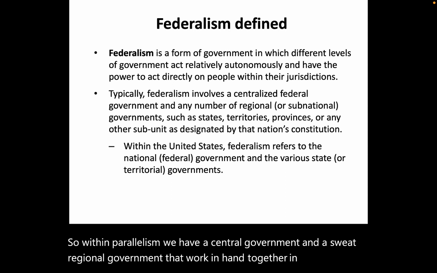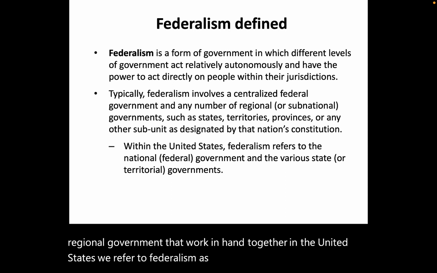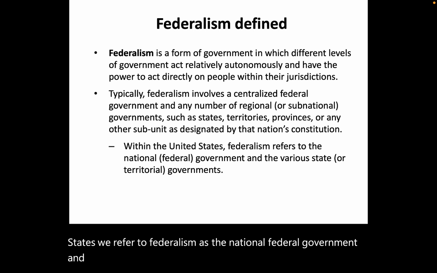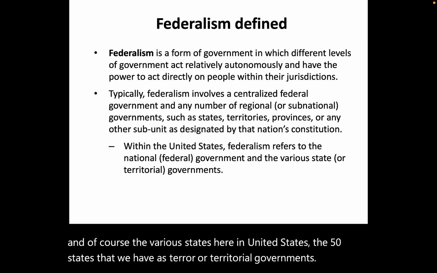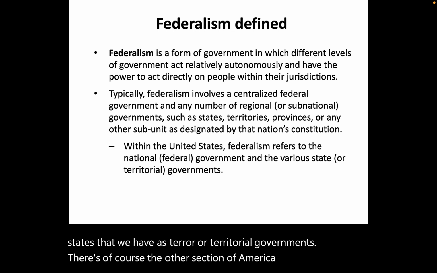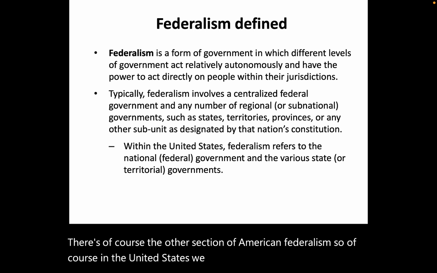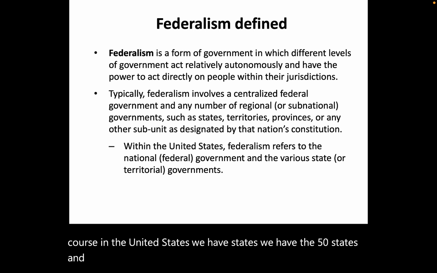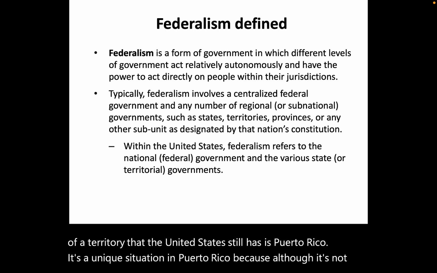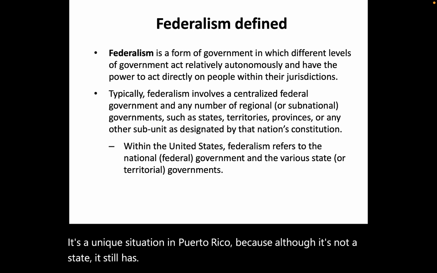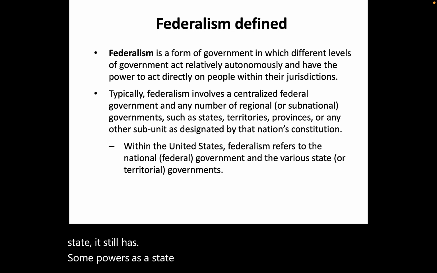In the United States, federalism refers to the national federal government and, of course, the various states, the 50 states that we have as territorial governments. We also have territories that the United States continues to hold. One example of a territory that the United States still has is Puerto Rico. It's a unique situation because although it's not a state, it still has some powers as a state would in the United States.